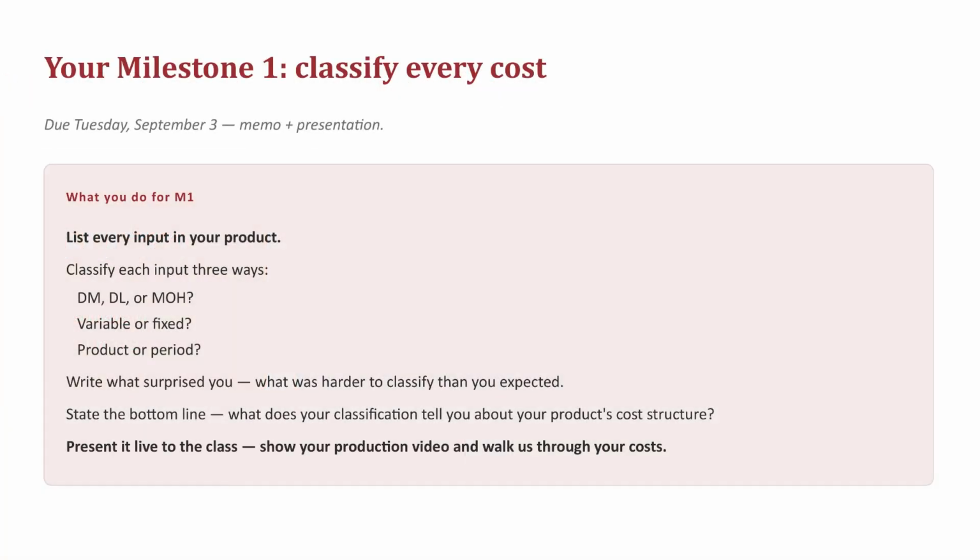Here is your milestone 1. A memo and a presentation, both due Tuesday, September 3rd. First, list every input in your product. Then classify each one 3 ways: DM, DL, or MOH, variable or fixed, product or period. Next, write 1 or 2 sentences about what surprised you, especially what was harder to classify than you expected. Finally, state the bottom line. What does your classification tell you about where the money goes? In class, you will present live, show your production video, and walk us through your costs. This is checklist graded, so do the work and earn the points.